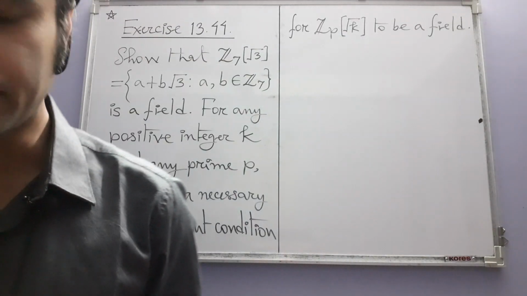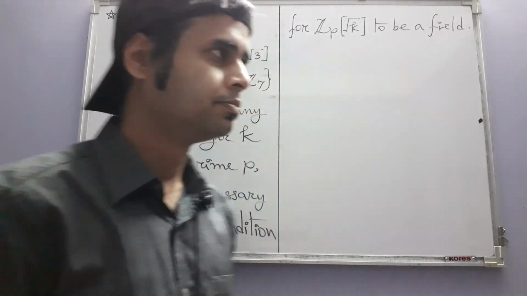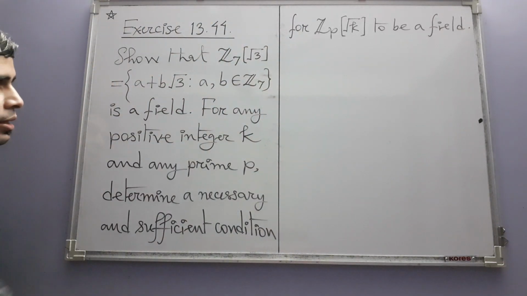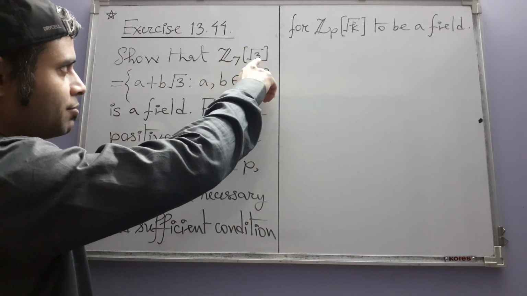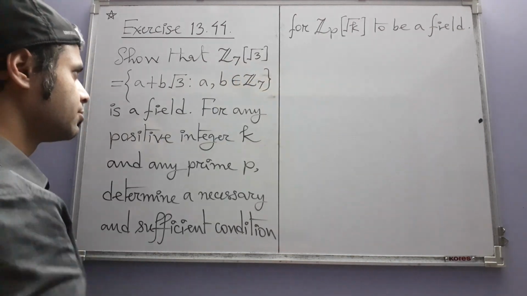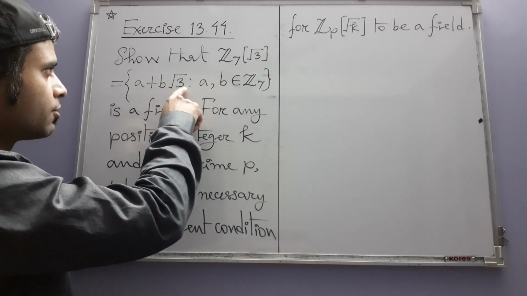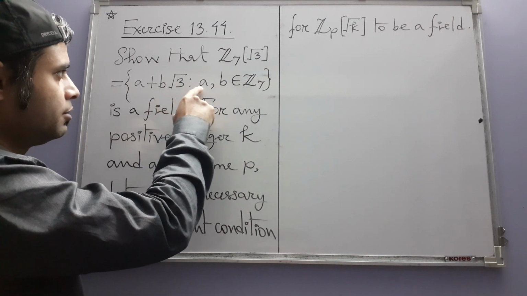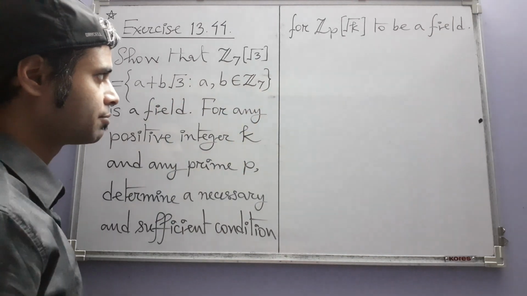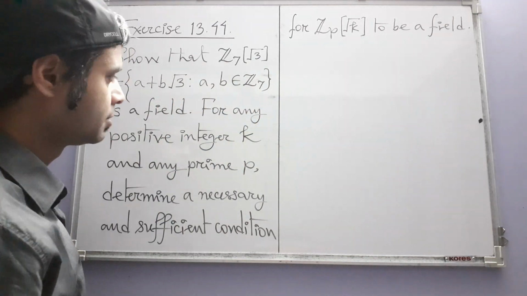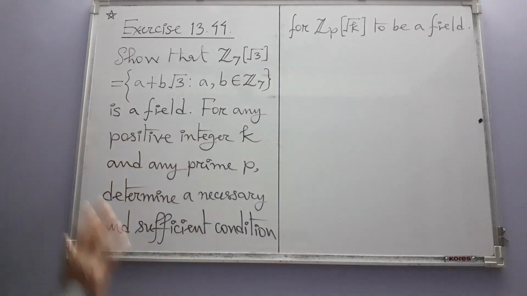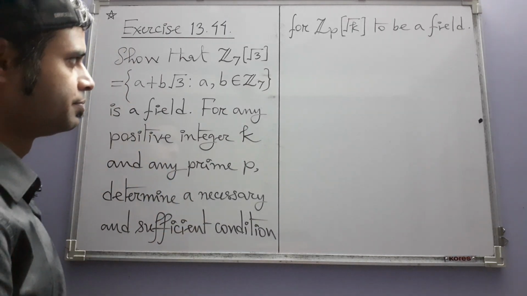Okay, next is exercise 44. In this one we are given a set Z7 of root 3, or Z7 root 3, whose elements look like this: a plus b root 3, where the elements a and b are coming from Z7. We have to prove that this set is a field.